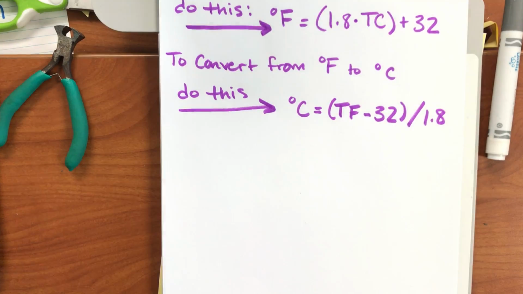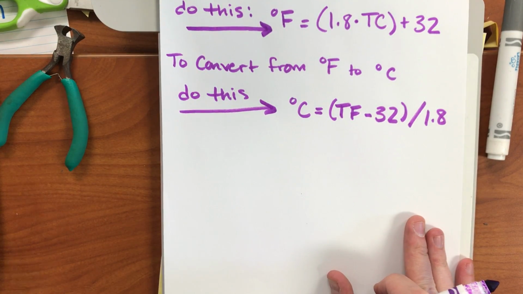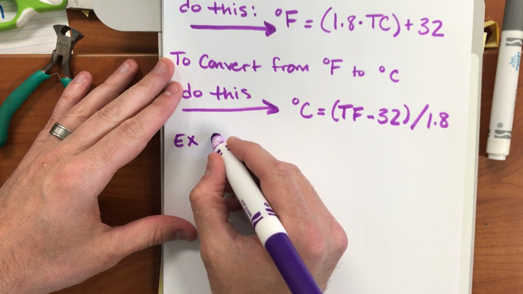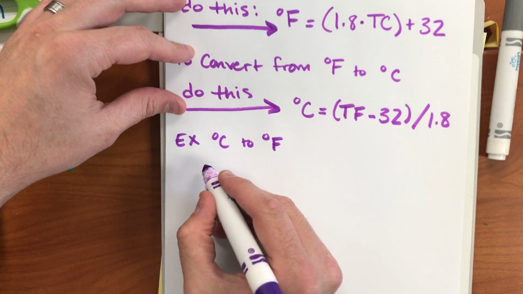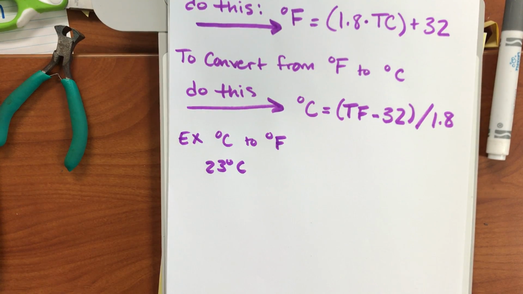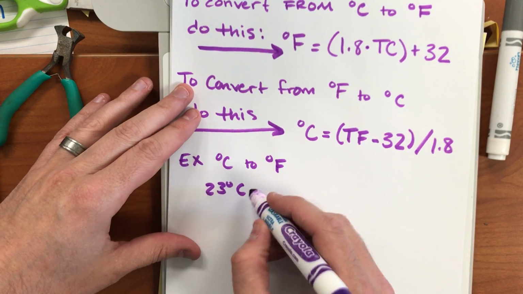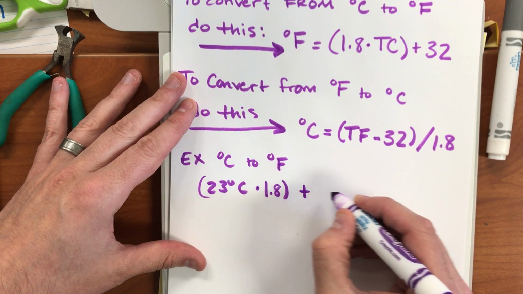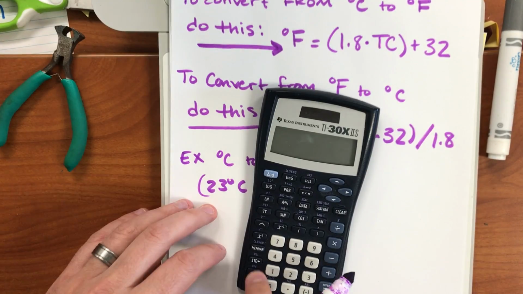To go from 23 degrees Celsius to Fahrenheit, let's look at an example. This will be from centigrade to degrees Fahrenheit. So let's take our 23 degrees Celsius, and we want to multiply that times 1.8 from our math right there, and then we want to add 32 to that number.